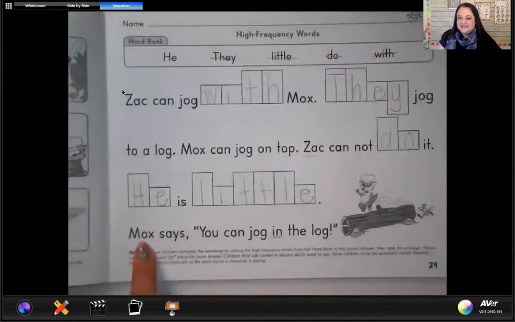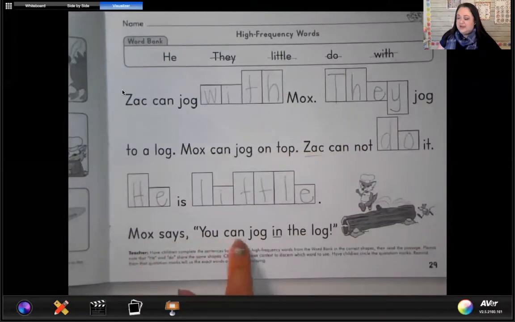Last sentence, you guys can do it. Mox says, you can jog in the log. Mox says, you can jog in the log. Very good. That was so tricky.